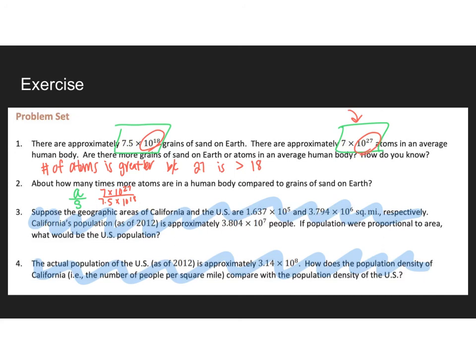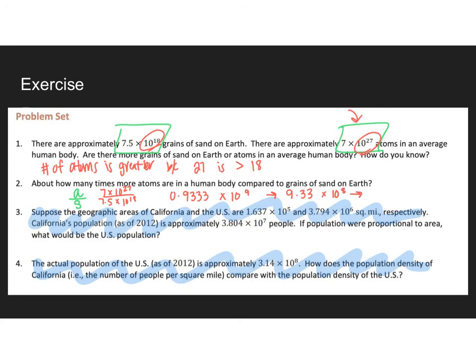When you divide those numbers, 7 divided by 7.5 in your calculator, you get 0.93 repeating. And when you subtract your exponents, 27 take away 18, you get 9. If you were going to write this number out in scientific notation, it would be 9.33 times 10 to the 8th. We made this number bigger, so we make this one smaller.